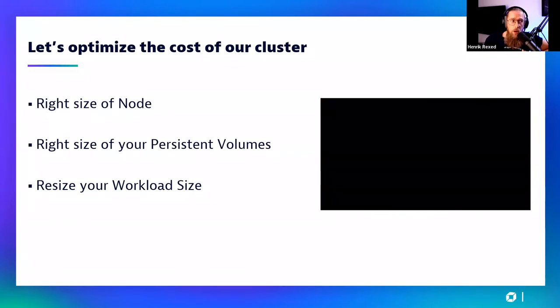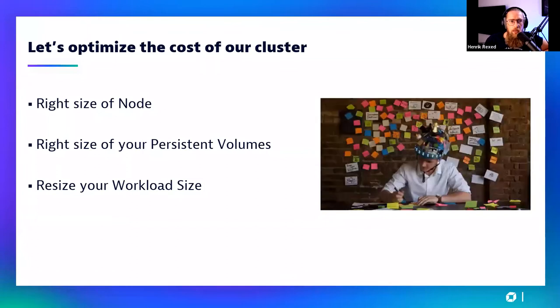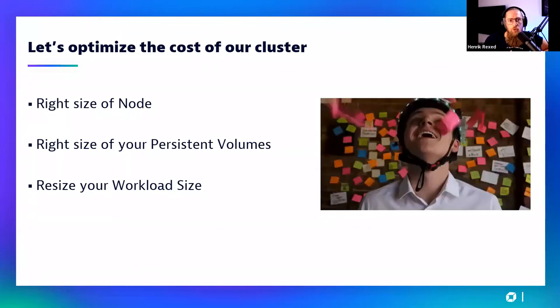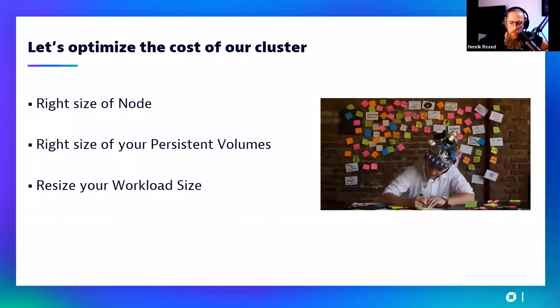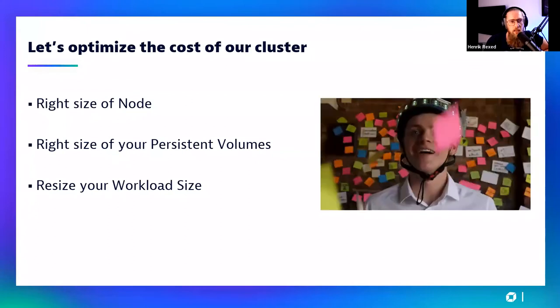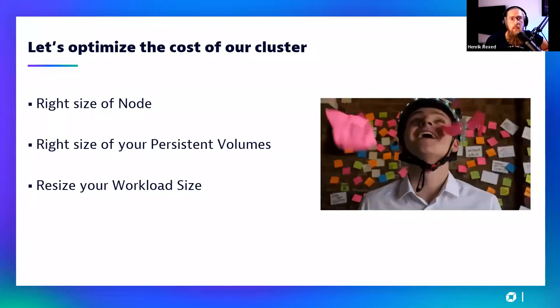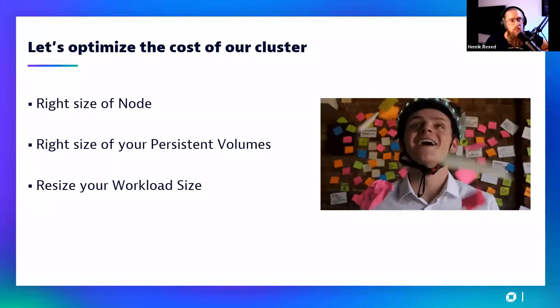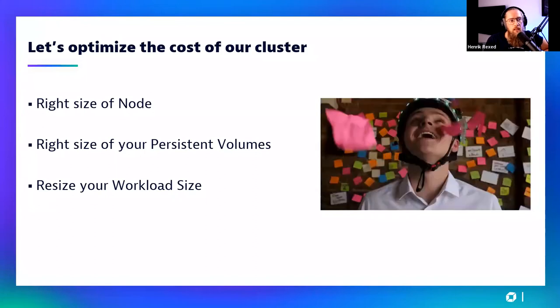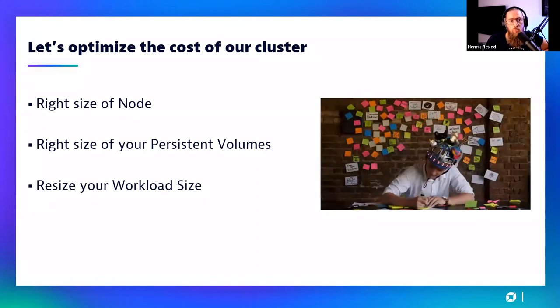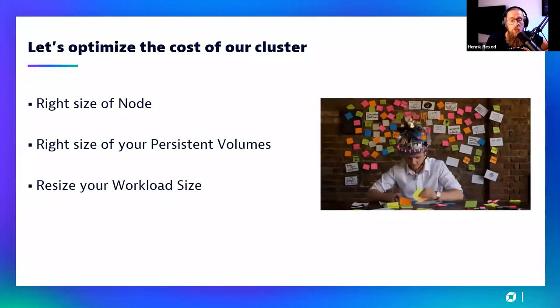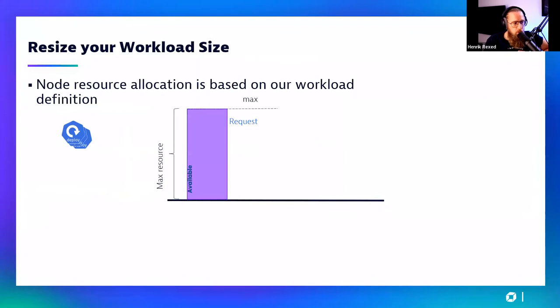And the second topic is persistent volumes. Usually we try to be secure, so we intend to allocate huge disk sizes to be able to store as much data as possible, but that comes with a price. So do we need that size of disks, or can we reduce a bit? And last, like I mentioned, the workload itself. The workload is critical, because if we don't define it well, we will have unoptimized nodes. How do we get unoptimized nodes?